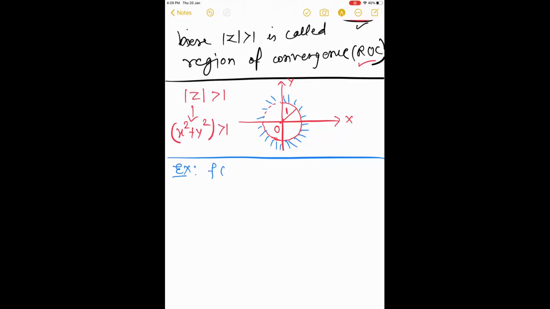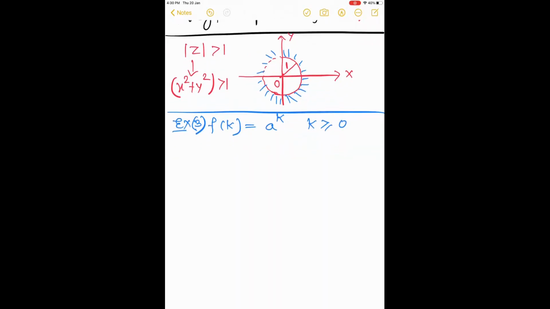So the third standard sequence you can have is f of k equal to a raised to k, for k greater than or equal to 0. A is any non-zero scalar term. K is of course an integer greater than or equal to 0. So negative values of k are not defined. That means it is a causal sequence. The given sequence is a causal sequence.